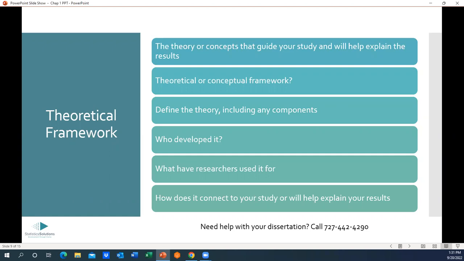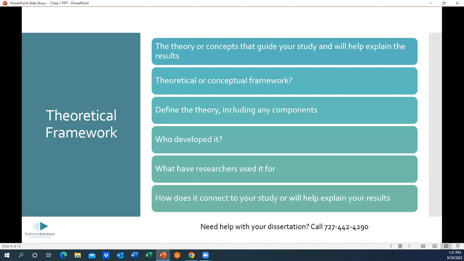Okay, so what do you do in the section? Well, first of all, you want to define the theory. You want to say something like, the theories of transformational leadership and emotional intelligence will serve as a theoretical foundation or theoretical framework for the study. Then you can talk about each one separately. Define emotional intelligence as a theory, including any relevant components.